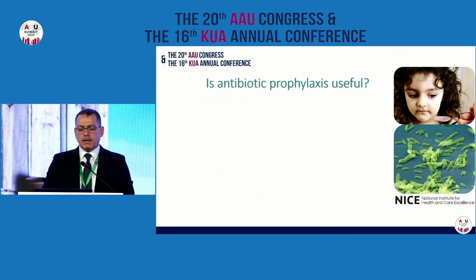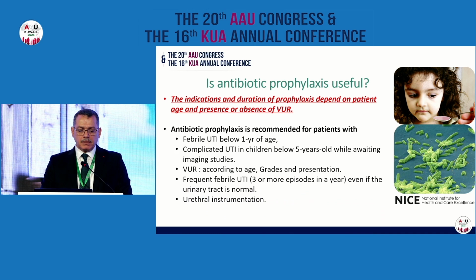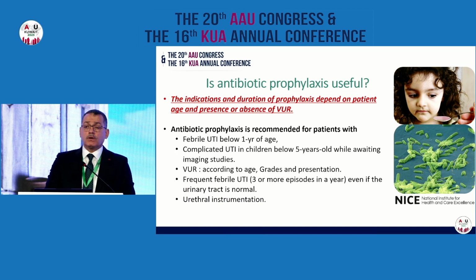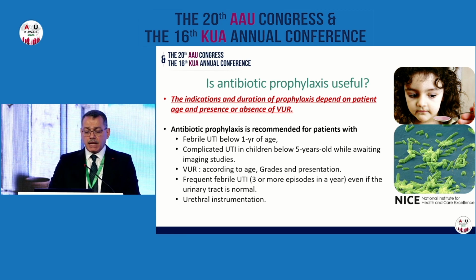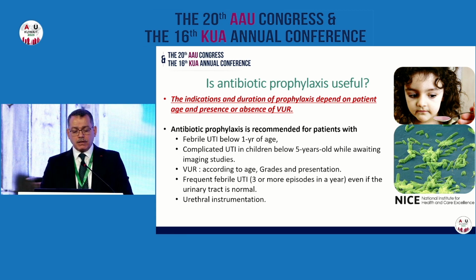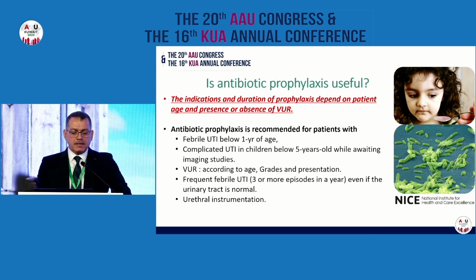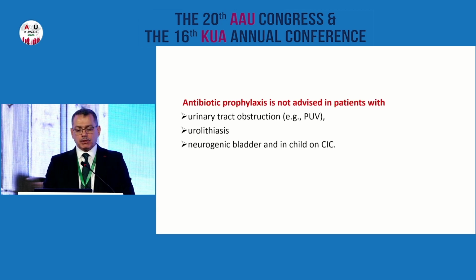Do we need to put every patient on antibiotic prophylaxis? Actually, there are some recommendations and indications, like those patients with febrile UTI below 1 year of age, and if there is any complicated UTI in children below 5 years old, and if the patient has VUR, and this is also according to the age, grade, and presentation. If we have a frequent febrile UTI, which is defined as 3 or more episodes of UTI per year, or 2 episodes of UTI within the last 6 months. And it's also recommended for those patients with urethral instrumentation.